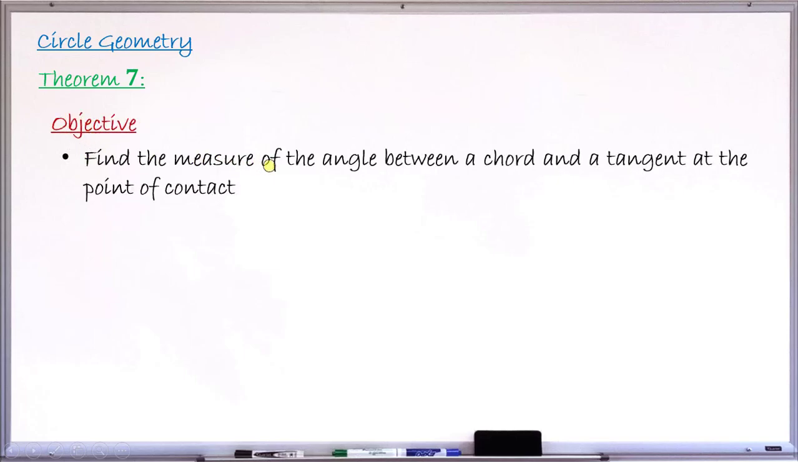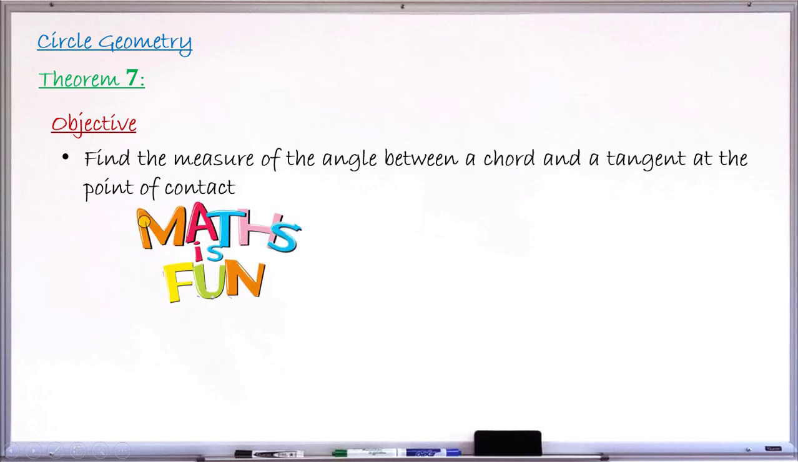Today, in continuation with your main topic, circle geometry, we are going to take the seventh theorem, that is theorem number 7. So let's begin. After completing this lesson today, my dear student, you'll be able to find the measure of the angle between a chord and a tangent at the point of contact. This is what I hope you'll be able to do after completing the lesson today.